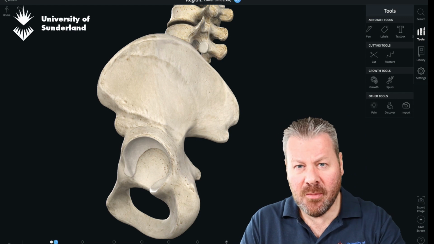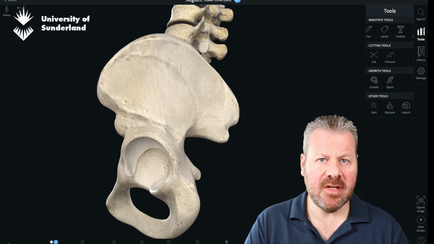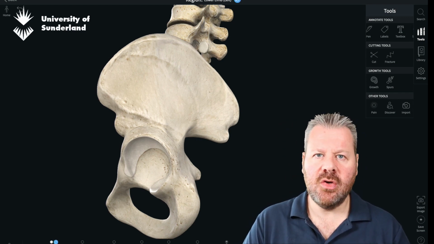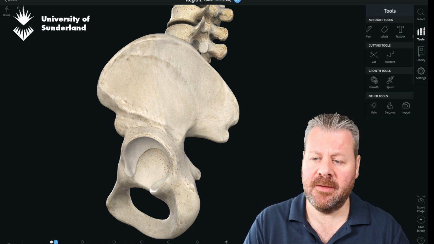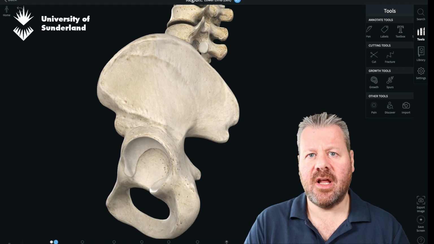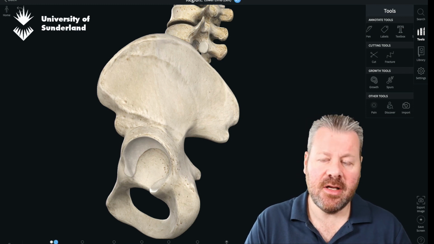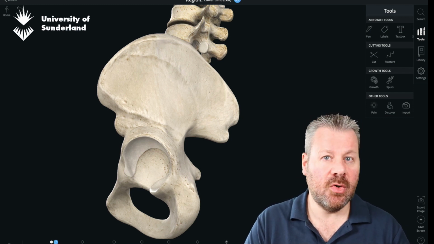Down at the lower limb, which is the locomotive limb, we need the stability. We're bipedal humans, we need to stand on two legs, and therefore we need a bit of stability down here. We've got muscles and we've got ligaments which assist in this, but the bony congruity is important.